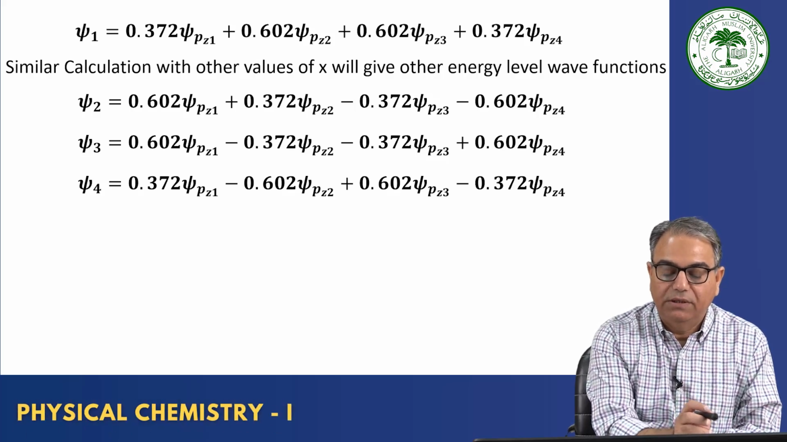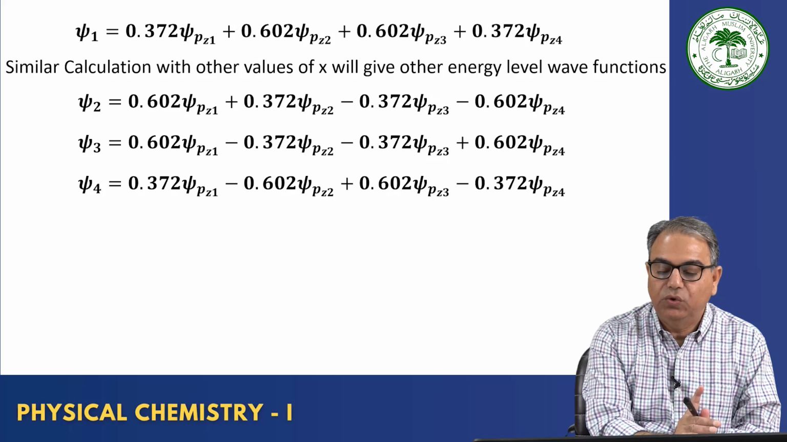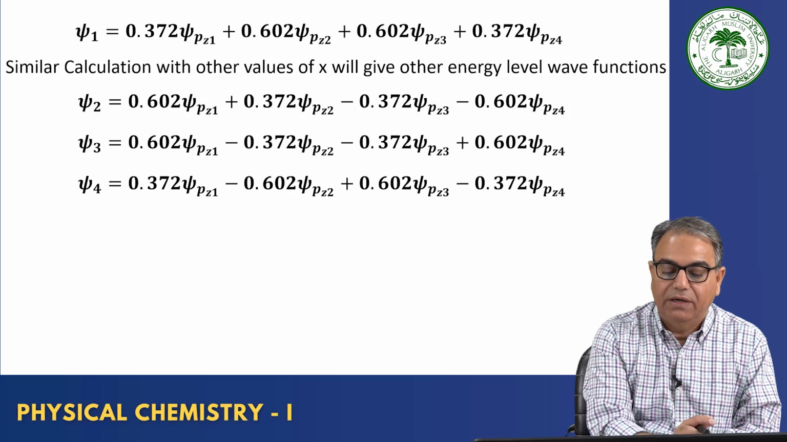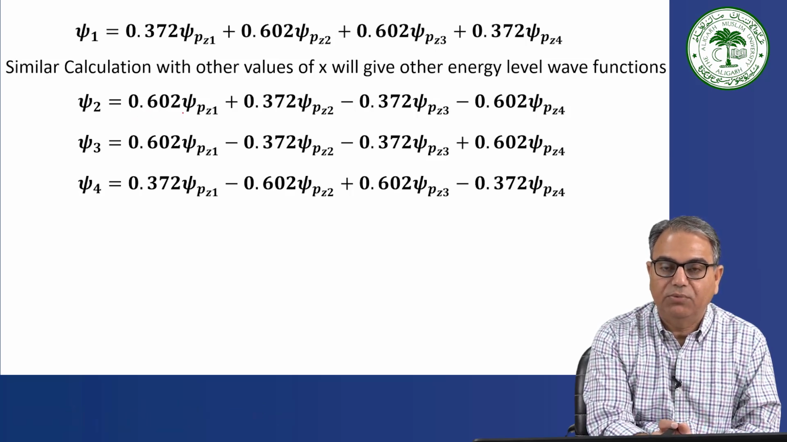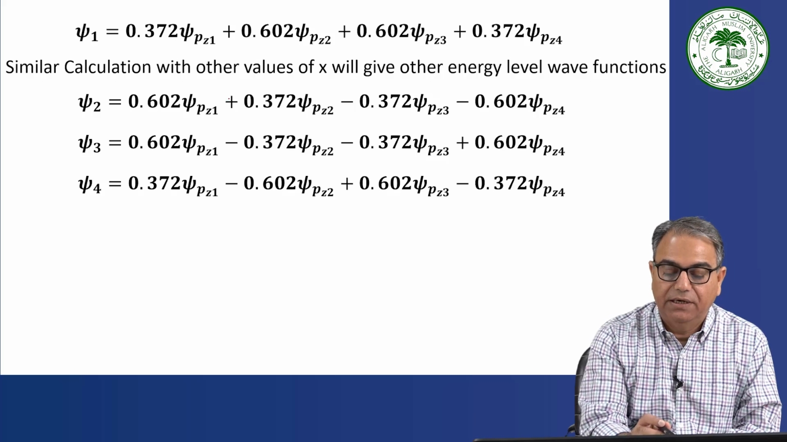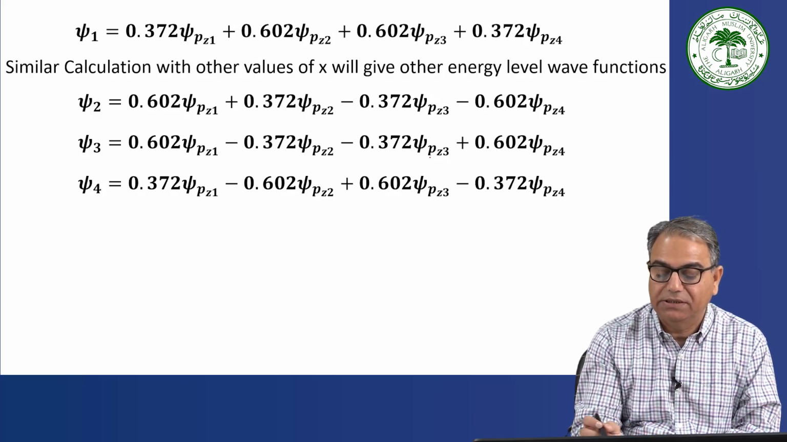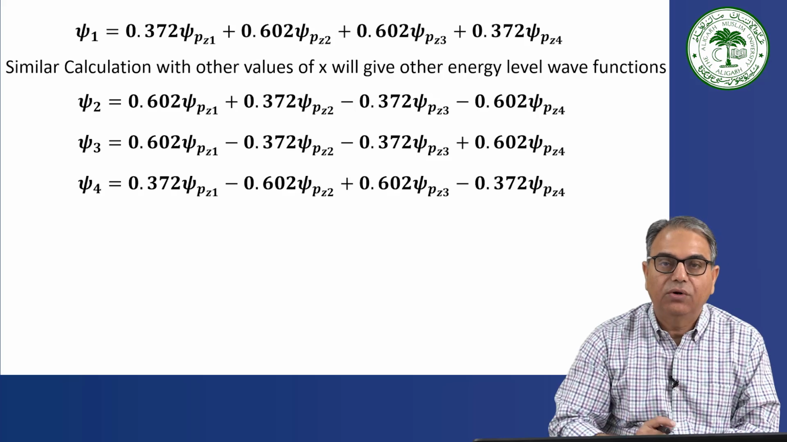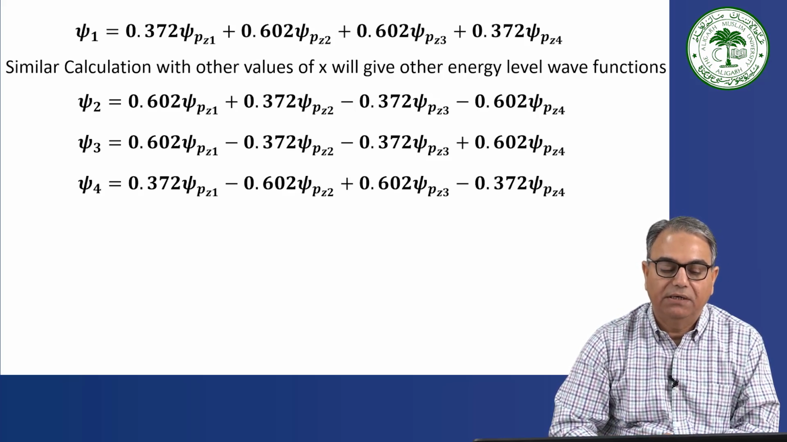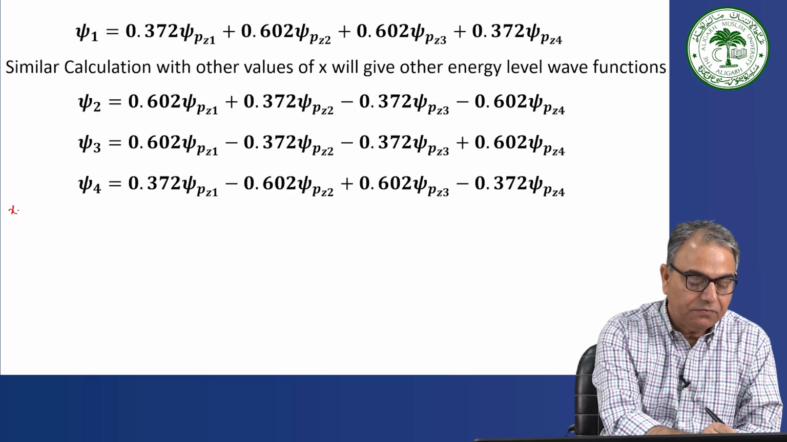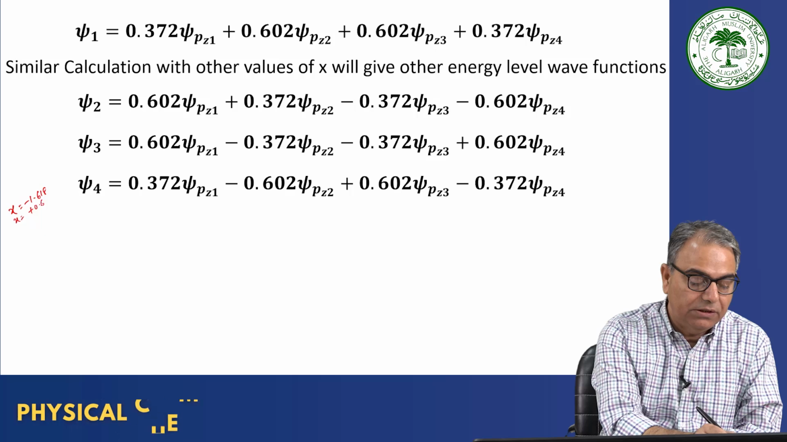See the coefficient values, there are only two values, either 0.372 or 0.602 with a plus or minus sign. No other value you get. Always what you get is 0.602 and 0.372, but the sign is changing. Here it's plus, here it's minus, minus, here it's minus, here it's plus, here it's plus, here it's minus. So all four eigenfunctions one can obtain in a similar fashion by placing x is equal to minus 1.618, x is equal to plus 0.618 and x is equal to minus 0.618.